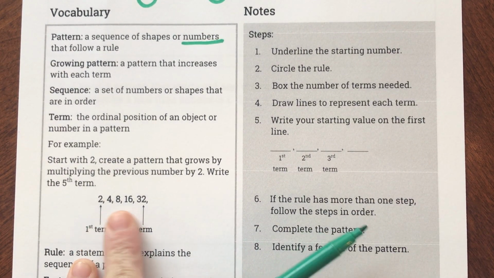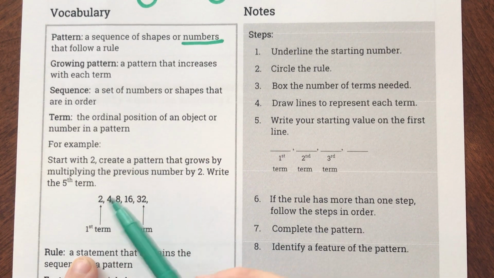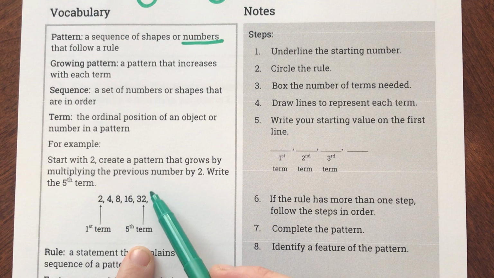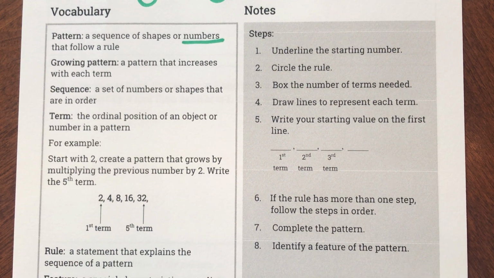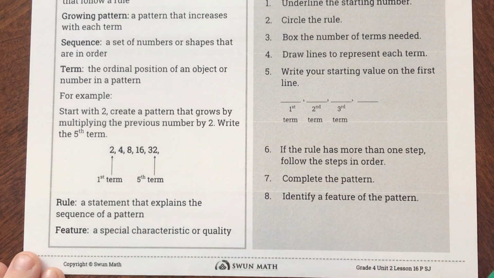So here's our pattern: 2, 4, 8, 16, and 32. This is the first term because it's the first one. This is the 5th term. That would be our 2nd term, our 3rd term, and our 4th term. Term is just what spot is it? What number is it? And here's the example. We'll talk about that in a little bit.